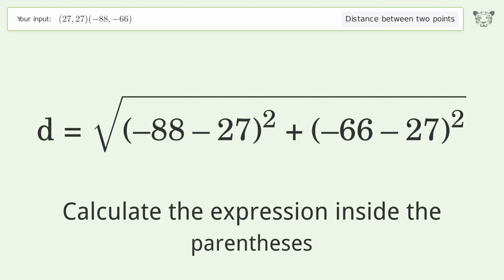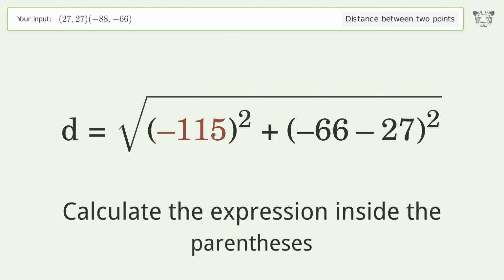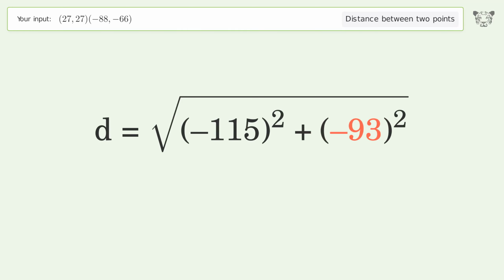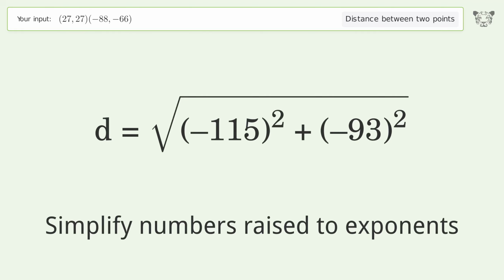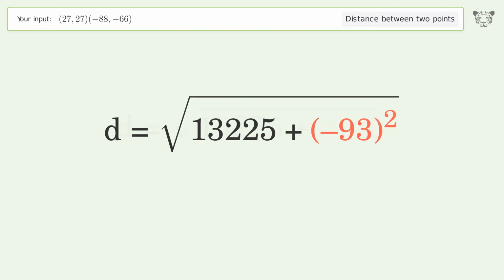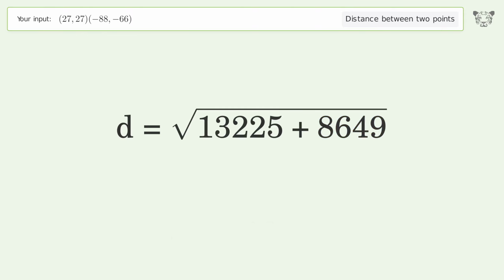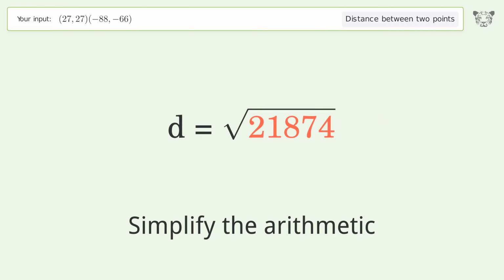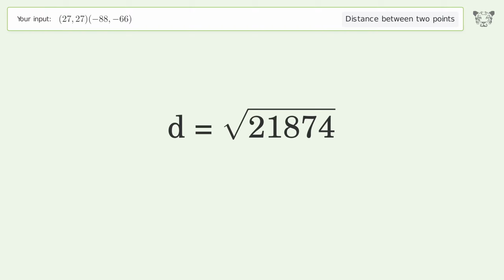Calculate the expression inside the parentheses. Simplify numbers raised to exponents. Simplify the arithmetic. And so the distance between the 2 points is the square root of 21,874 or 147.899.